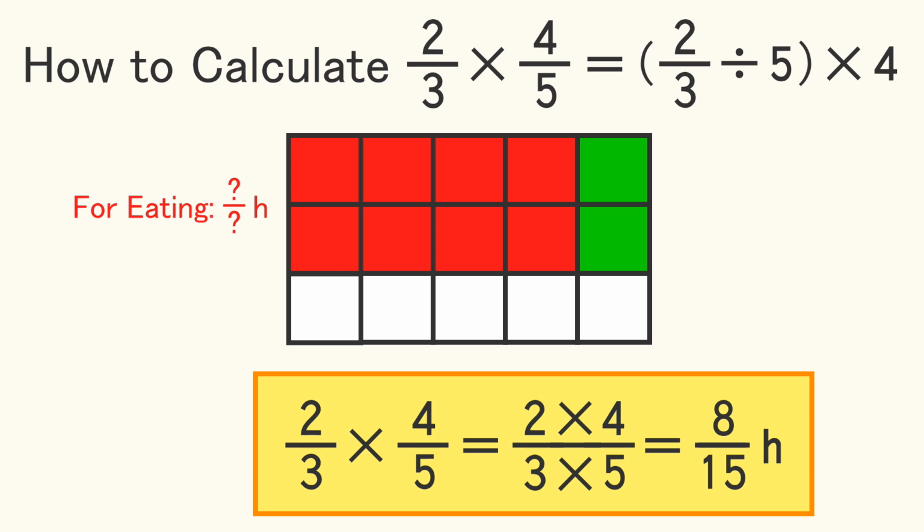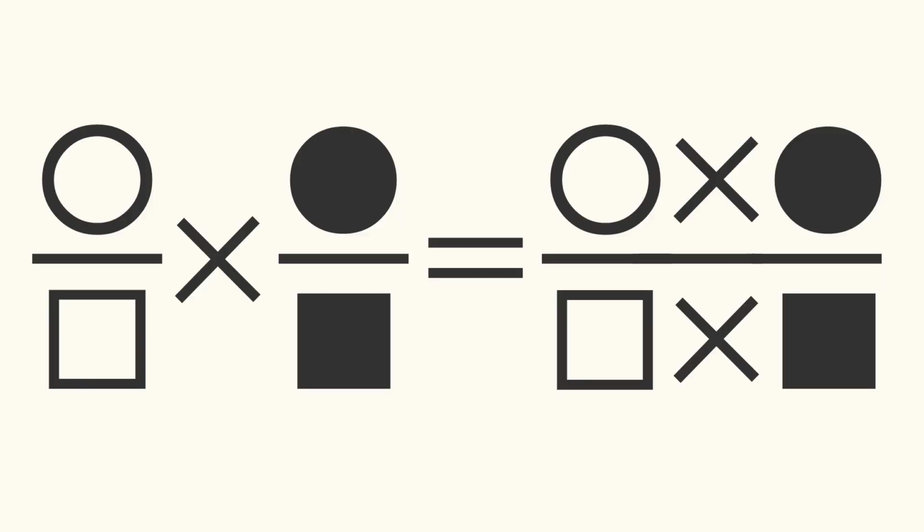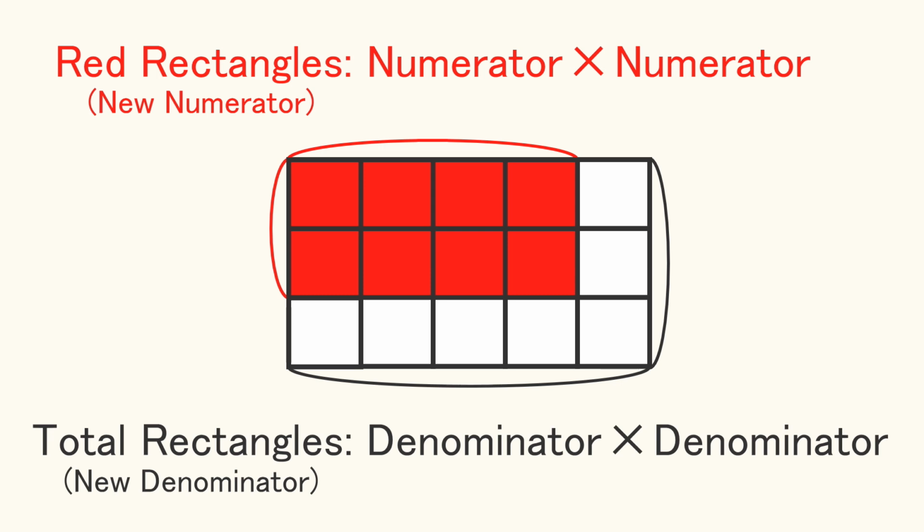So the calculation technique for multiplying fractions is simple. Multiply the numerators together and then the denominators together. This technique works for any pair of fractions we multiply. This is because, in the lunch break example, the total number of small rectangles forming the new denominator is the product of the two denominators, and the total number of small red rectangles forming the new numerator is the product of the two numerators.